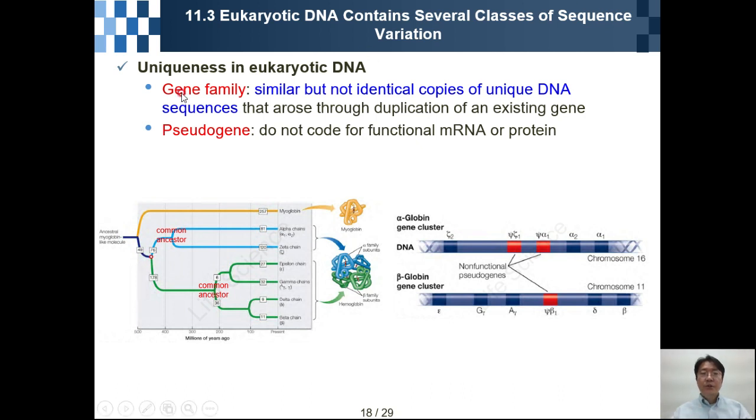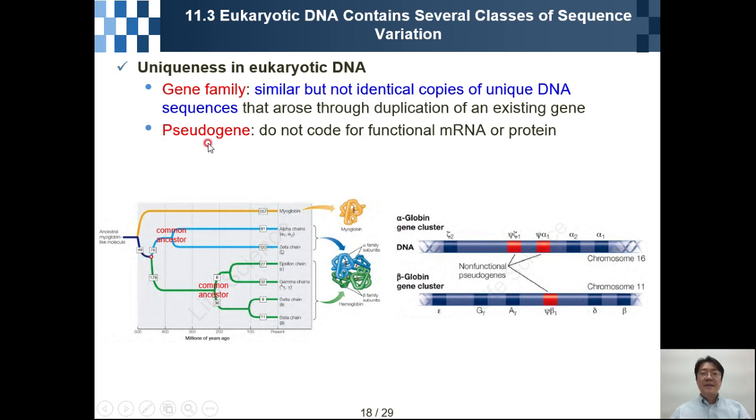And also, another uniqueness in eukaryotic genes is that they have pseudogenes. In the case of the alpha gene cluster, they have two pseudogenes. In the case of the beta globin gene cluster, they also have another pseudogene.